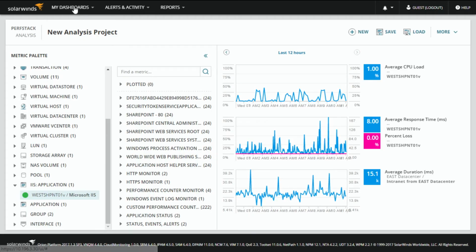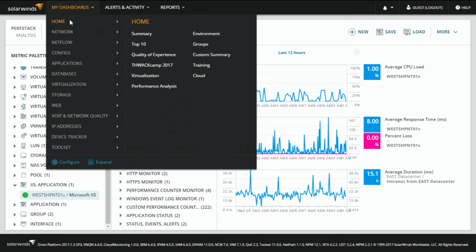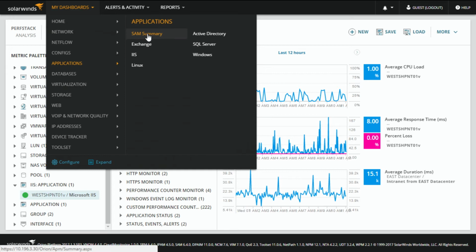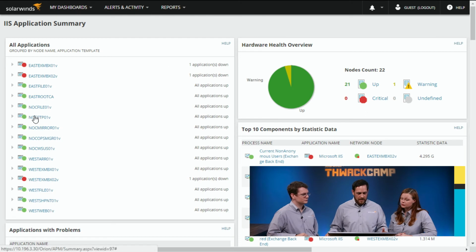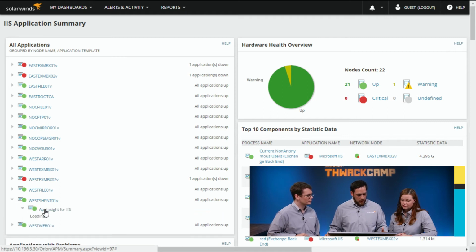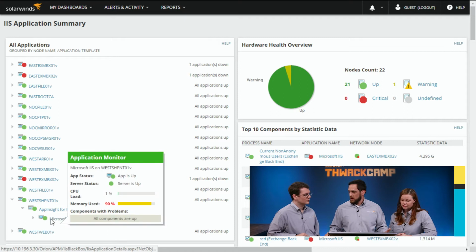But there's an aspect to Server and Application Monitor that can help you understand a little bit more about that. So real quick, I'm going to go into my IIS summary. I'm going to take a look at IIS running on one of these servers and just show you quickly how you can understand what these metrics mean.